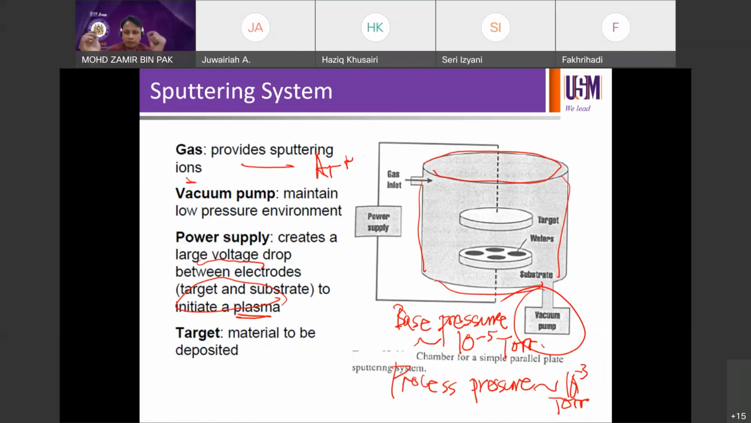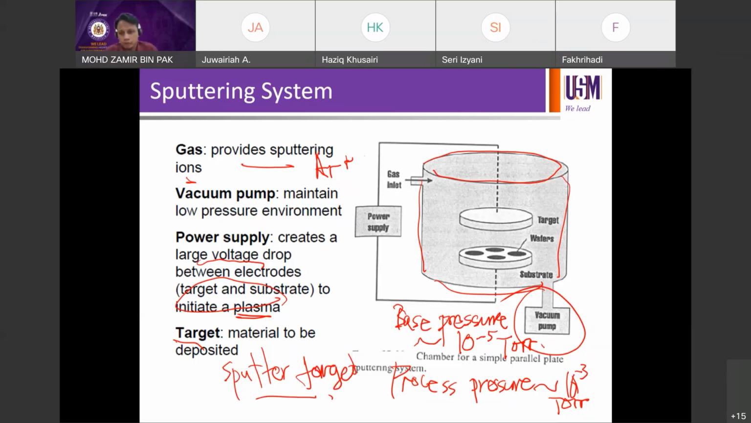So you will be sputtering the target off. You'll be dislodging the atoms off the target when you have the plasma. The target in this case is the sputter target that you want to remove or knock off for the deposition process. So that is the basis of a sputtering process.